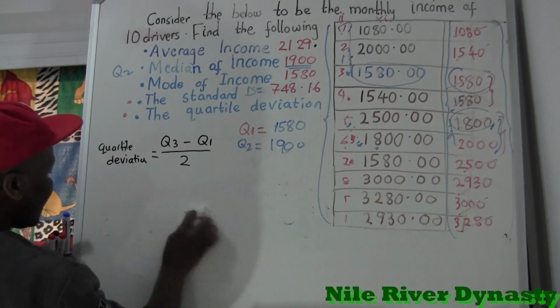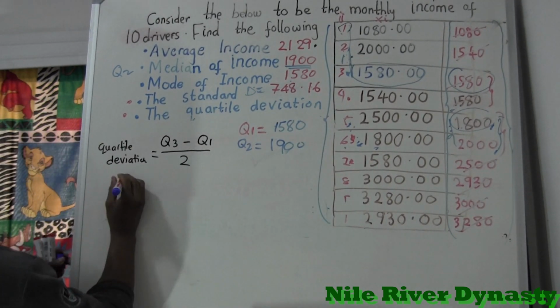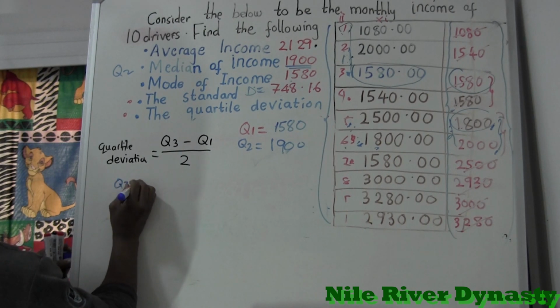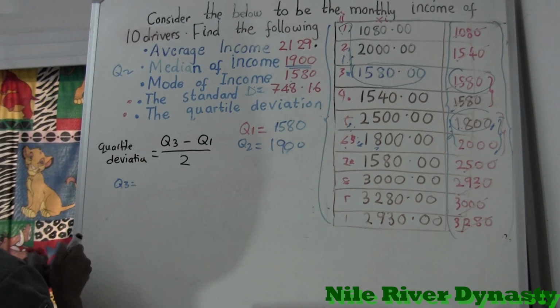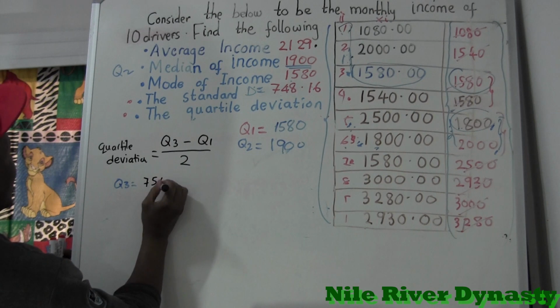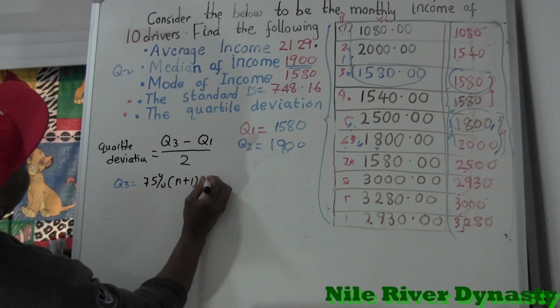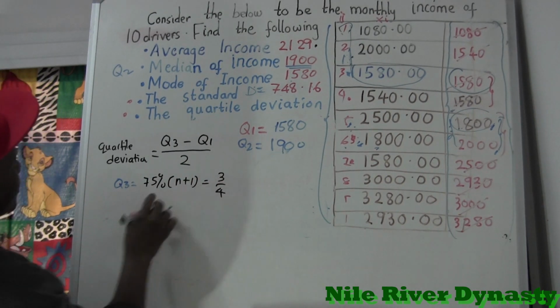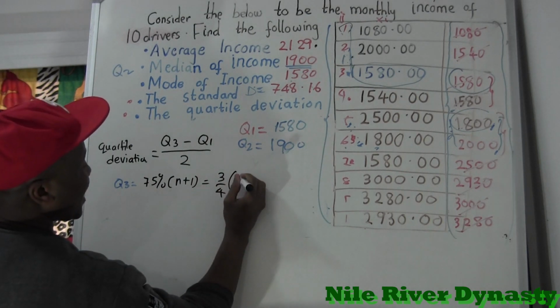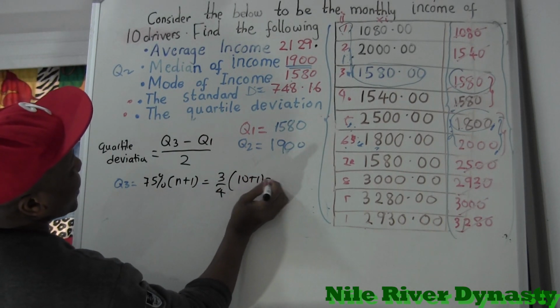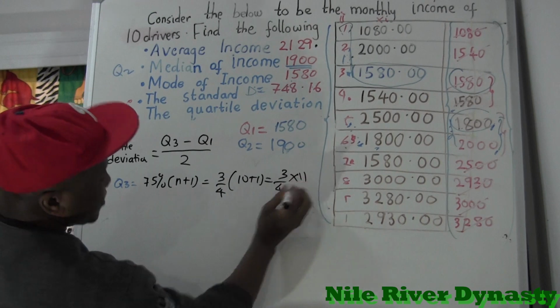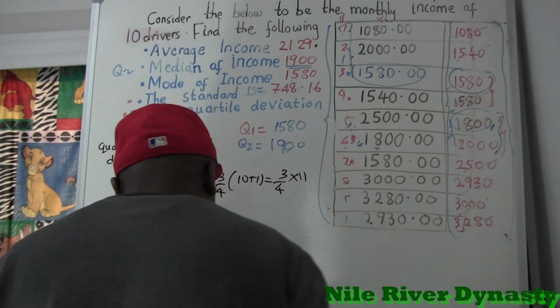Now we go to quartile 3, or sometimes we call it the 75th percentile. Quartile 3, or you can call it 75th percentile. And then n plus 1, or you can say this 3 over 4, because 75% means 3 over 4, and n, what is it? n is 10, plus 1 equals 11. So 3 over 4 times 11. So take a calculator. 3 over 4 times 11.